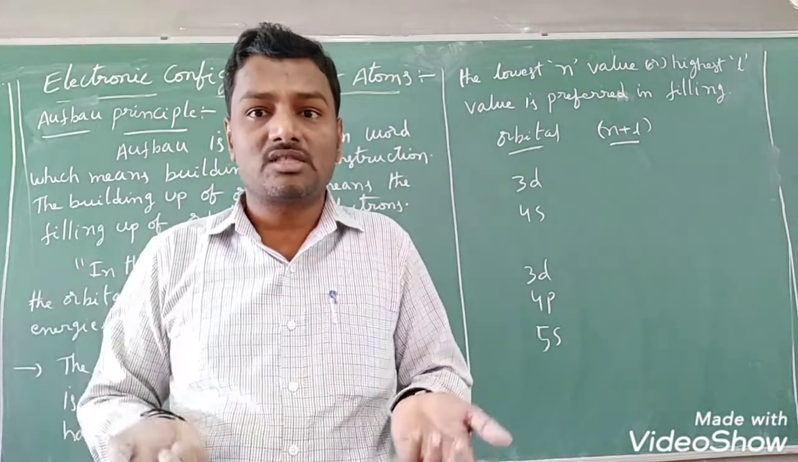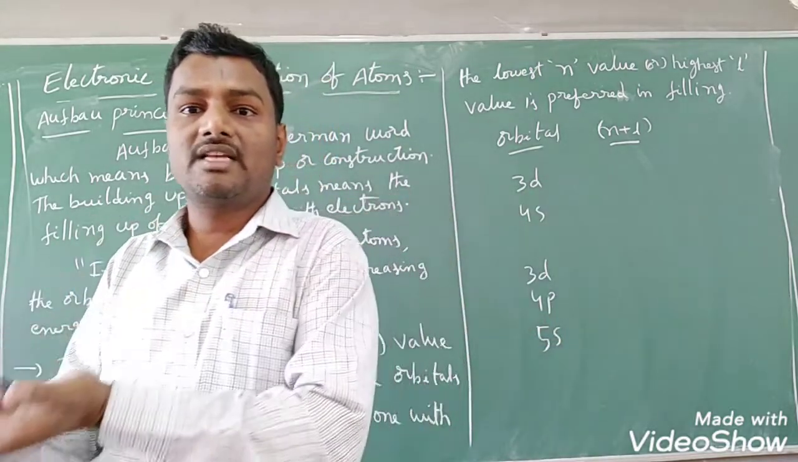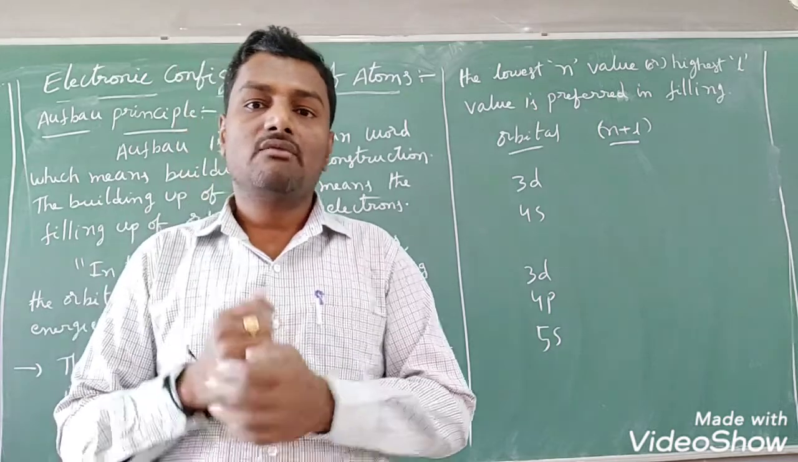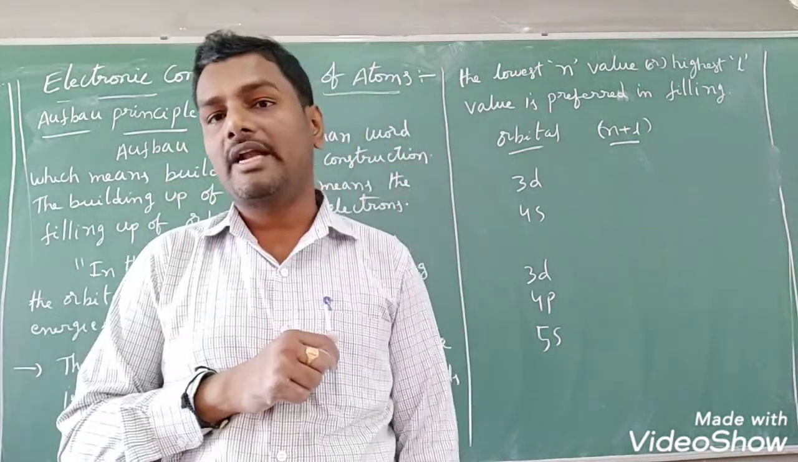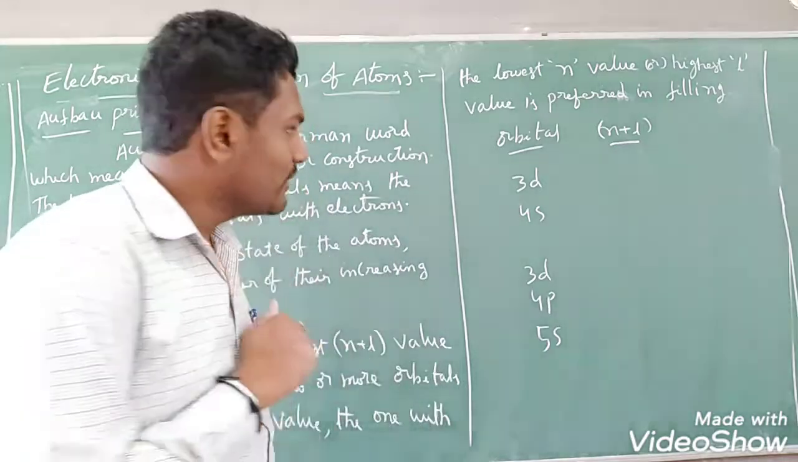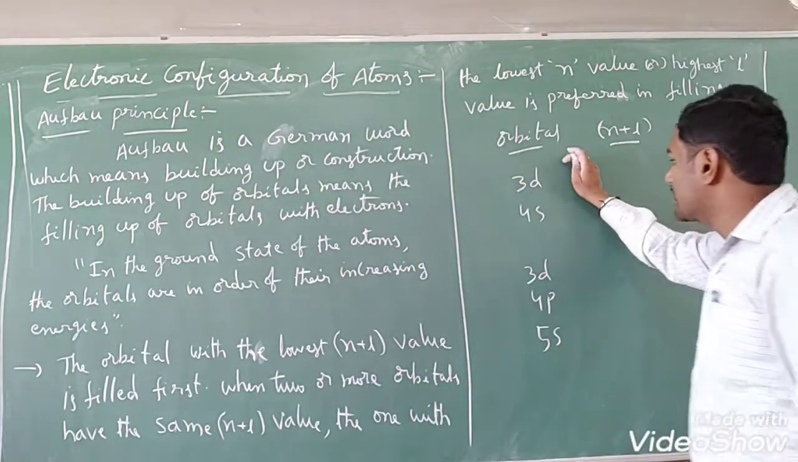So how do we get to know, sir, which orbital is higher in energy or lower in energy? We have a clue, that is based on the n plus l value. We can identify easily, students. So how do we identify? Let us see by using one example. We will get to know.